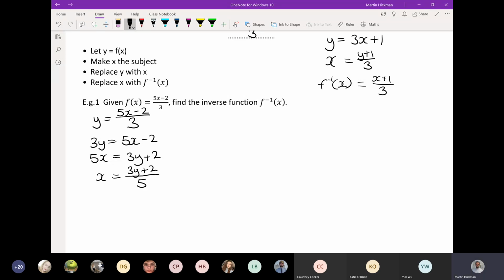That's not quite it though. You'd lose the final mark if you just left it like that. What we then have to do is change that x to an f to the minus 1 to show that I'm talking about my inverse function, and then I just change the y to an x. And then that is my inverse function. So you can see there, the y has gone to an x, and the x goes to that f to the minus 1 of x.